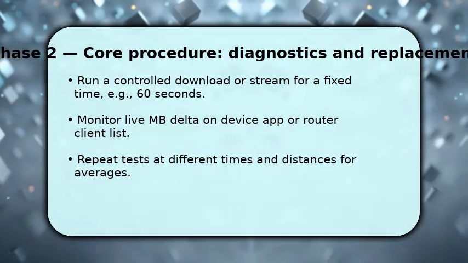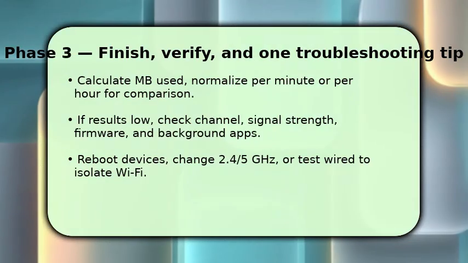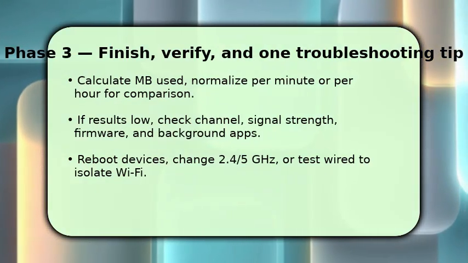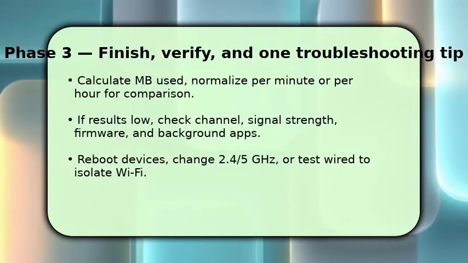You finish by subtracting the baseline from the final reading to get MB used, then normalize that to per minute or per hour rates for comparisons.